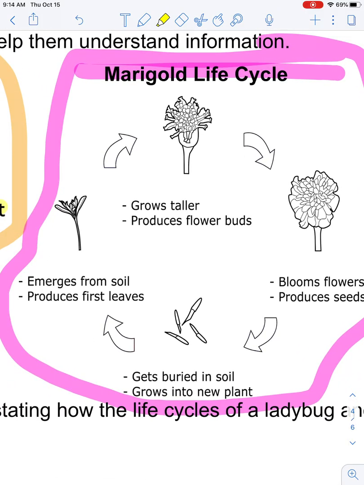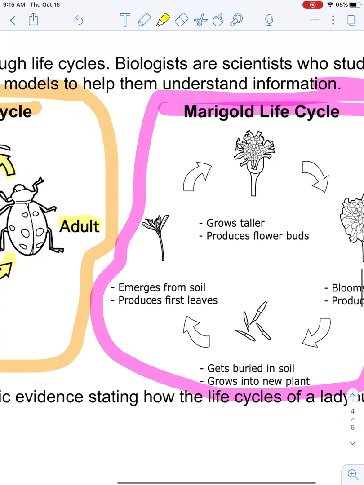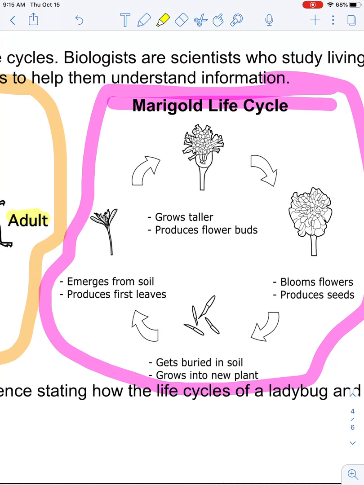This one is the marigold life cycle. I can already tell this doesn't look like an insect. It looks more like a plant. So let's look. I can see that the arrows are going this time in the other direction, but that doesn't really matter. So I'm gonna look for the one that looks like a seed. So this looks more like a seed. It's not labeled as a seed, but I can see that there's small parts, and it says gets buried in soil, grows into a new plant. So I know that those must be seeds. So step 1 is the seed, where it's getting buried in soil and growing into a new plant.